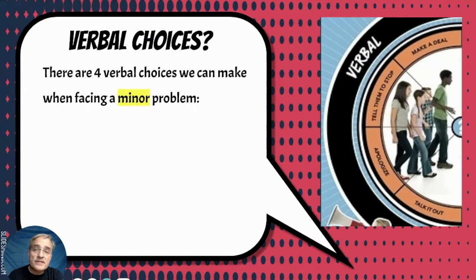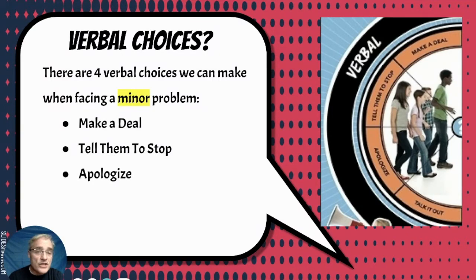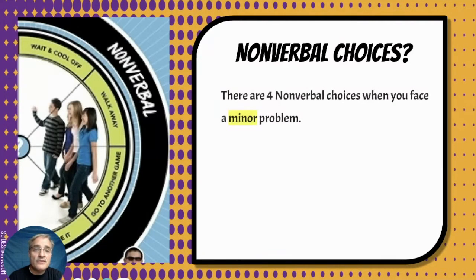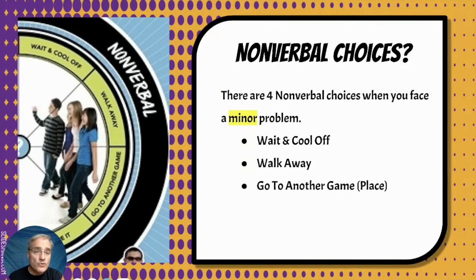So there are four choices that are verbal choices, meaning we use our words when facing a minor problem. They are make a deal, tell them to stop, apologize, and talk it out. And there are four nonverbal choices we use when we face a minor problem. Nonverbal meaning it's our actions. We don't use our words. And they are wait and cool off, walk away, go to another game or place, and ignore it, which again is the hardest one that Kelso asks us to do.